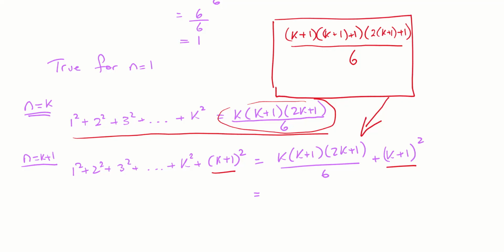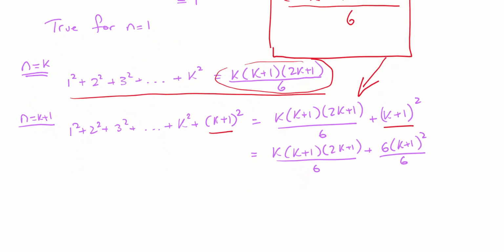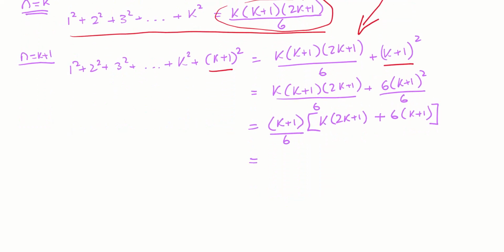So, first thing I'm going to do is just give myself a common denominator, because when you've got fractions, that's usually a good idea. So I'll have k(k + 1)(2k + 1) plus 6(k + 1) squared over 6. And then what I'm going to do is take out the common factor k plus 1. From the first term, you'd be left with k(2k + 1), and from the second term, I've got 6(k + 1). And so I've got (k + 1) over 6.